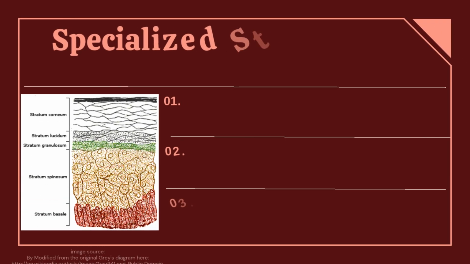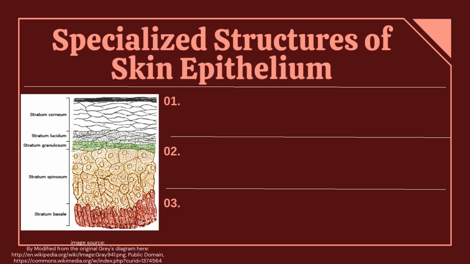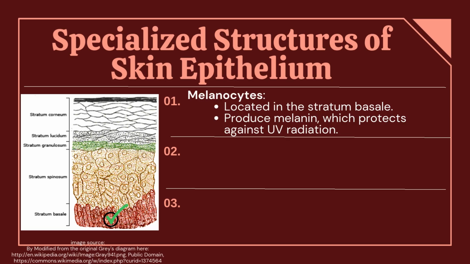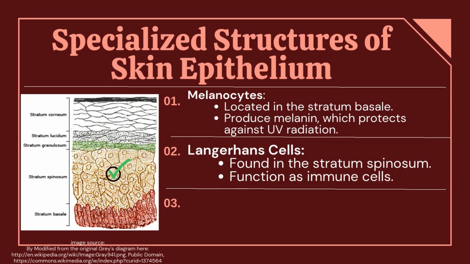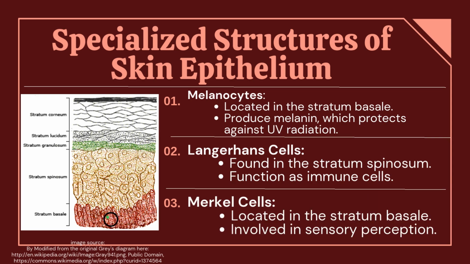What are the specialized structures of skin epithelium? It has 3 special structures. Melanocytes. These are located in the stratum basale. They produce melanin, which protects against UV radiation. Langerhans cells. It is found in the stratum spinosum. It functions as immune cells. Merkel cells. It is located in the stratum basale. It is involved in sensory perception.